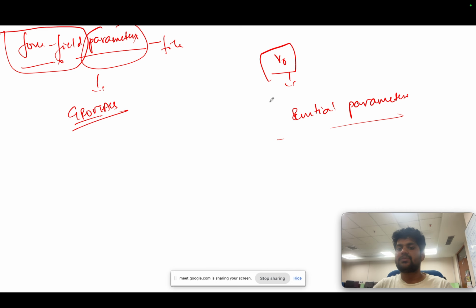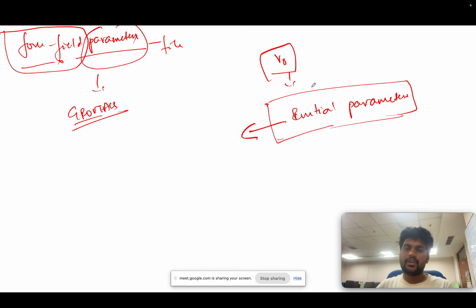It's like if you're doing any experiment, you need to have the blank values, the initial values. In the same way, these are also initial values. The initial parameters we need to feed to the system will be given in the form of force field parameters.